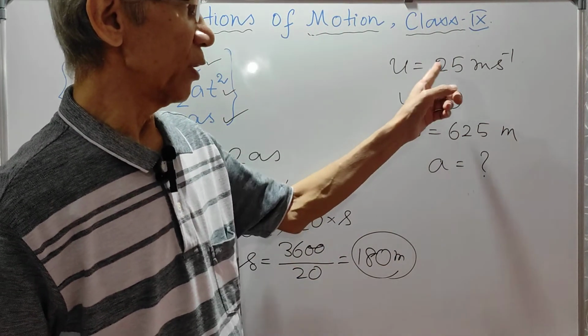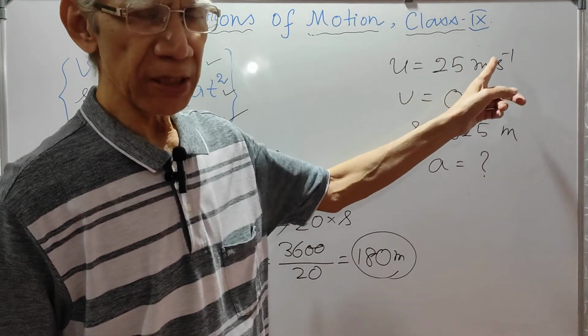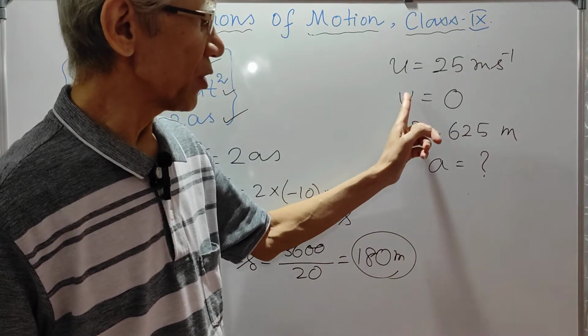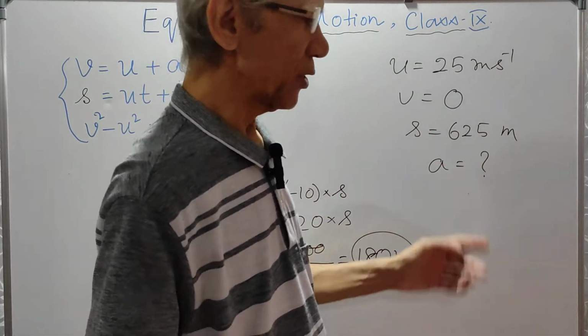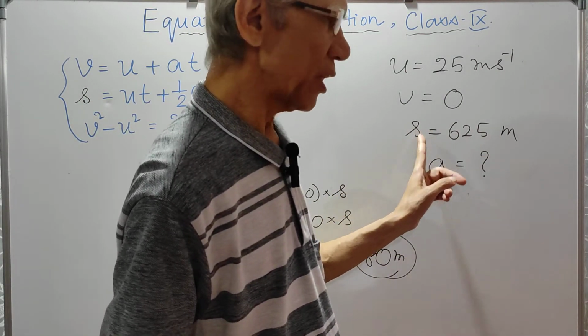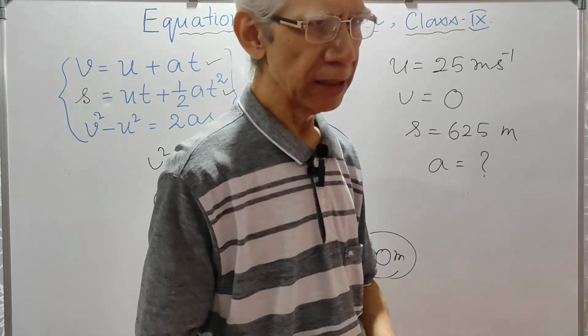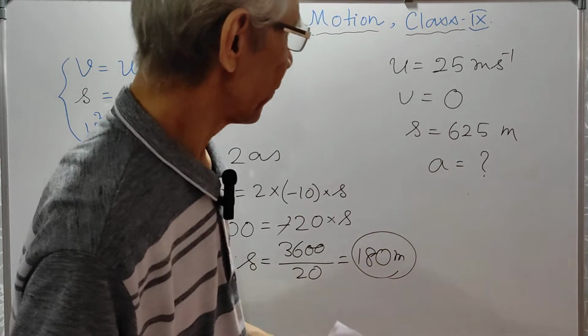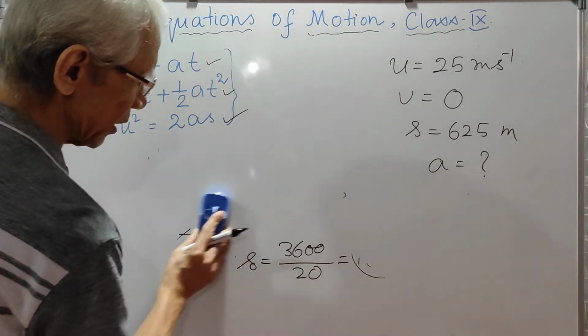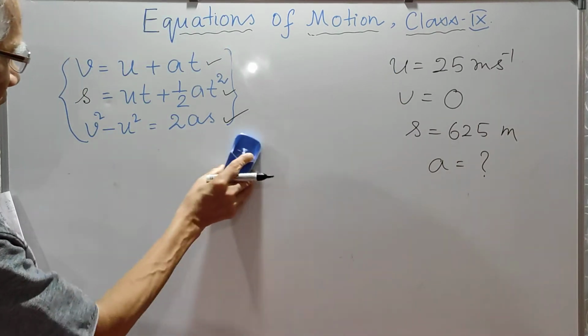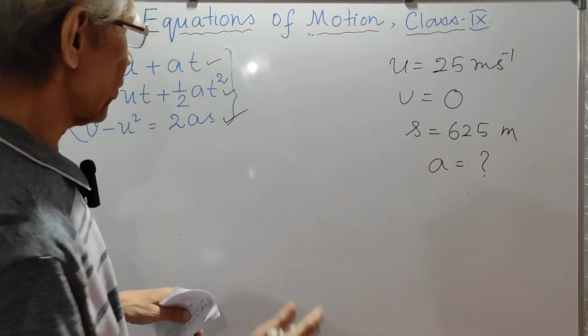So the body is moving with this 25 meter per second, uniform velocity, finally stops. So v equal to 0, and before stopping it has covered what distance? 625 meter, that is s. Now you have to find that a, the negative acceleration. All right. Now again you see these four letters are present. In which formula, which equation? This third one. So I use this one.